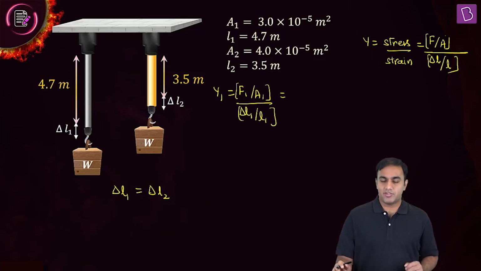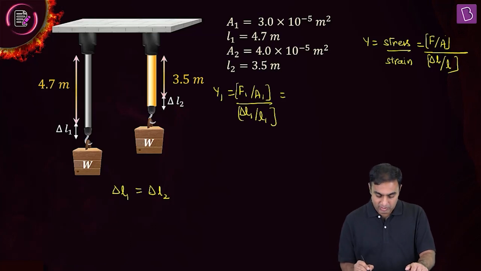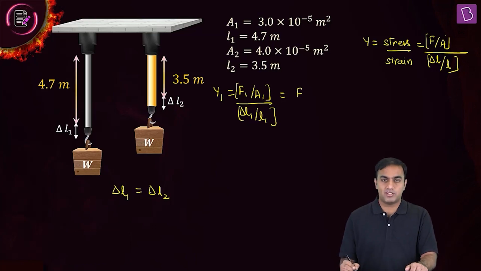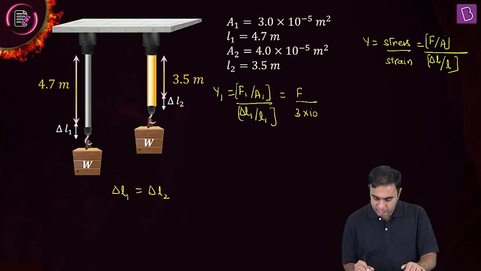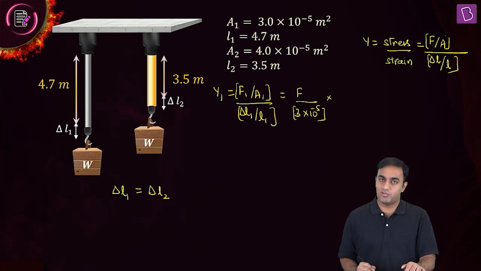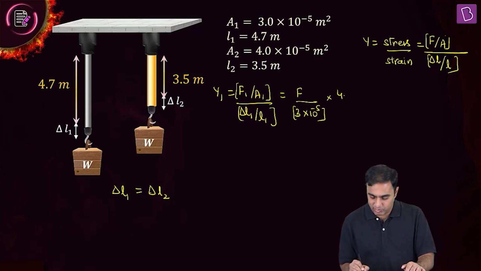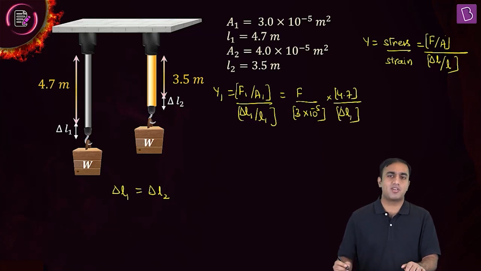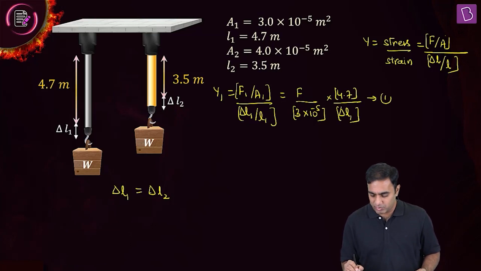Do we have the data for some of these quantities? Yes, we do. We can call the applied load to be F in magnitude. We don't know that. It's okay. What is the area of cross section of the first wire or the steel wire? 3 into 10 to the power minus 5 meter square. Now, this will become L1 by delta L1. L1 is known to us. It is 4.7 meter. Delta L1, keep it as it is. It's all right. Call this equation number 1.